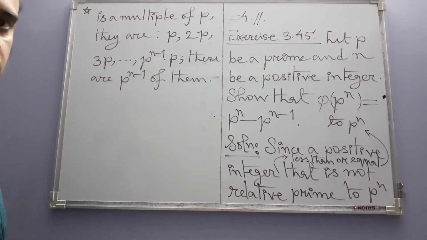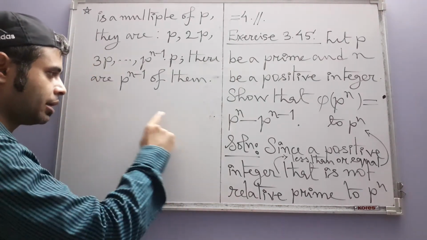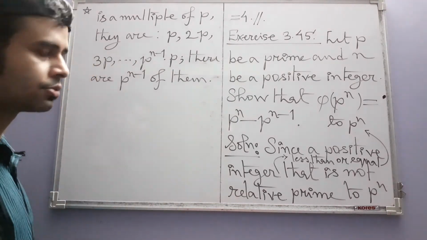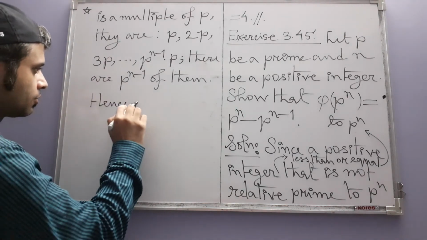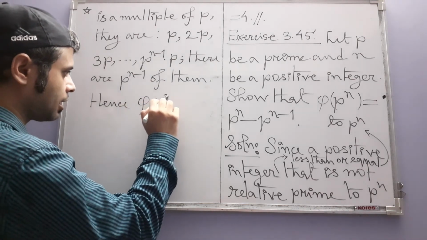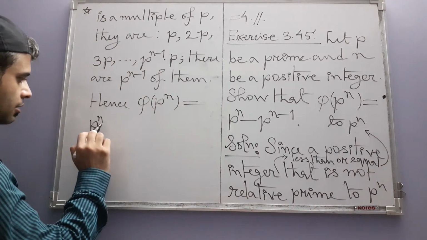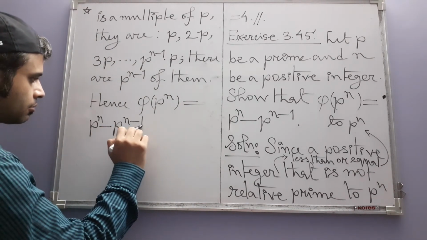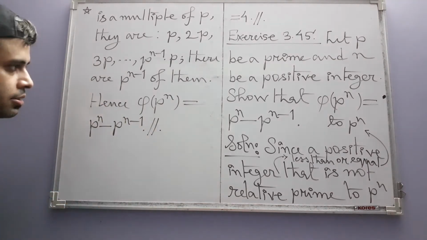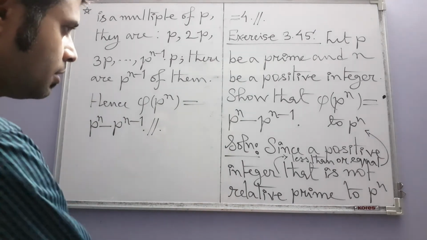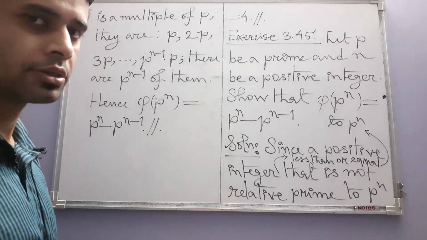This we have to subtract from the number of all positive integers lying between 1 and p to the power n, including these two. Hence, the number of those that are relatively prime to p to the power n is naturally just this, and that's what we wanted to show. So this completes the third one, and we will solve the other subsequent ones also, but not in this video.